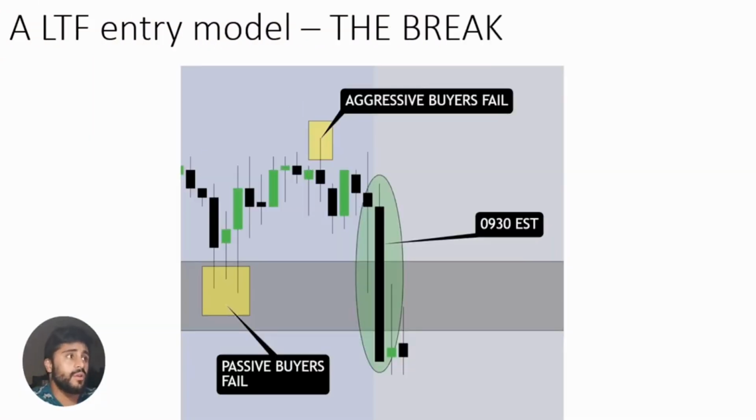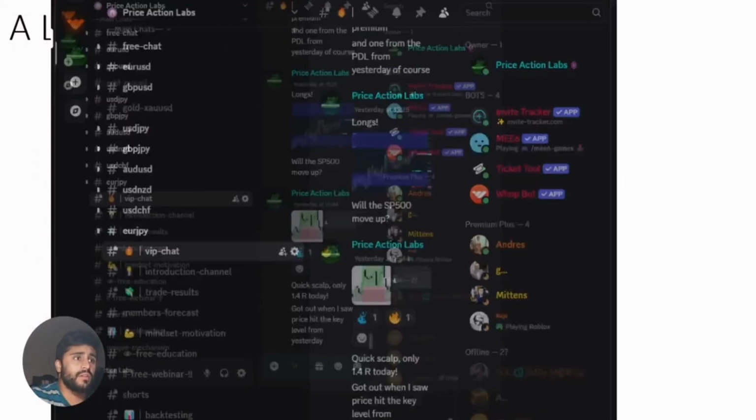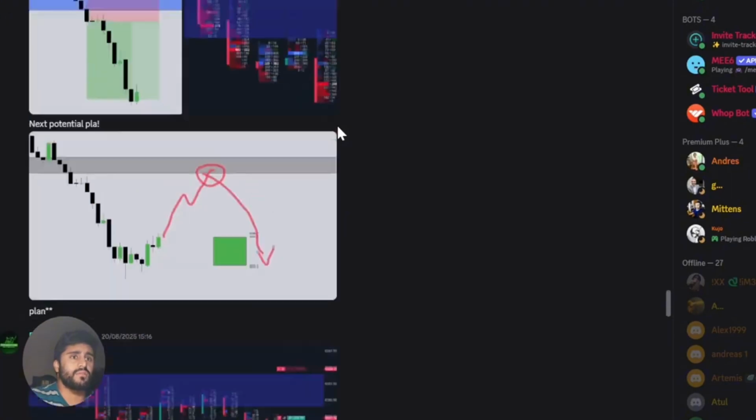And now we're going to be going over the lower time frame entry model. Just to make this a little bit more interesting, this was a trade I took on the 15th of August, 2025, of course. So we're just going to be breaking this trade down from that day.